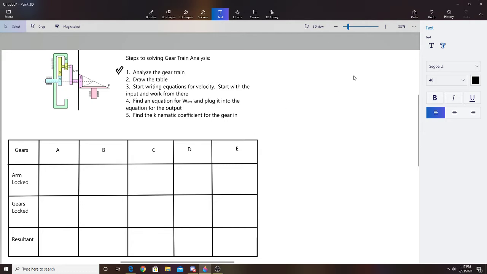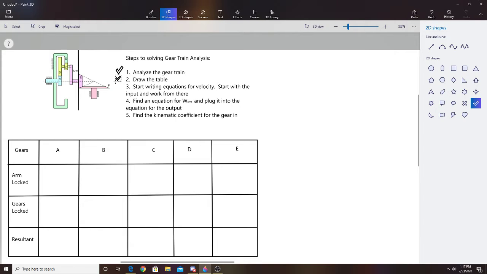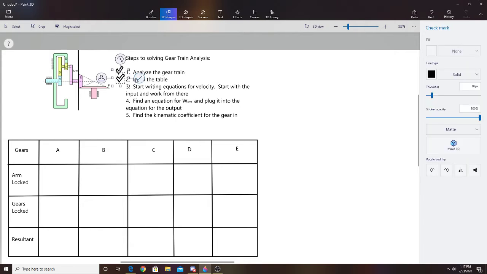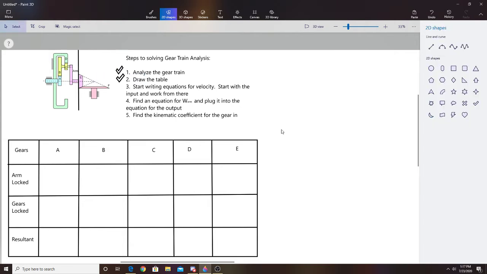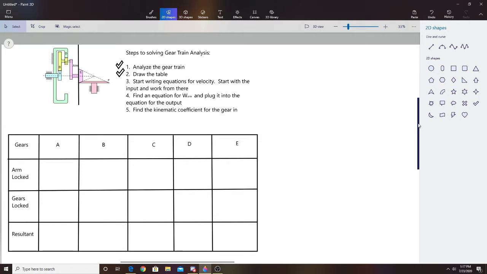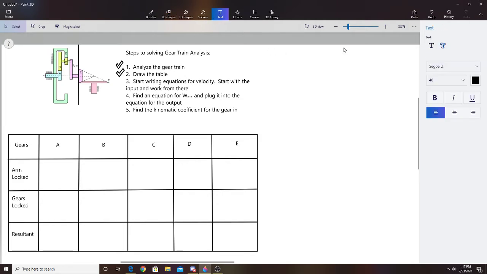Now we have to start with the second step, which, let me go ahead and put our check mark down here. So we have drawn the table. Now it says start writing equations for velocity. Start with the input and work from there. So our input is gear A, right? Pretty straightforward. So, with the arm fixed, right? This is very similar to how the other ones have worked. Let me go ahead and write these equations up here in the top. That might help us a little bit.